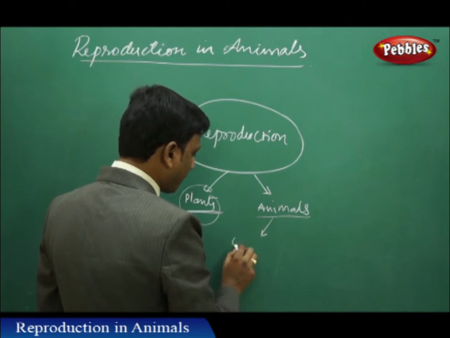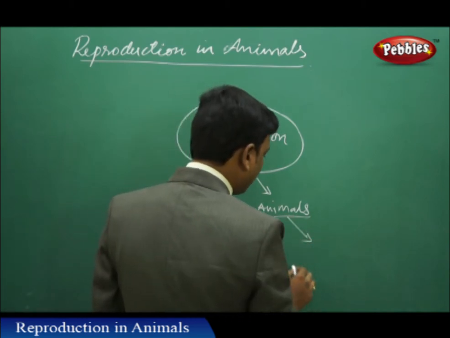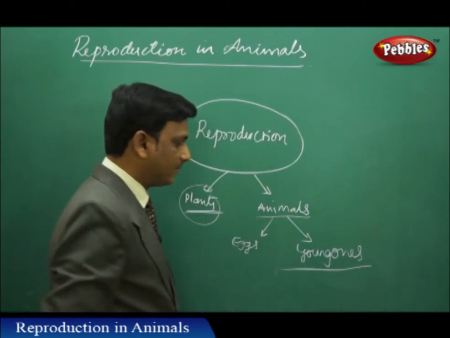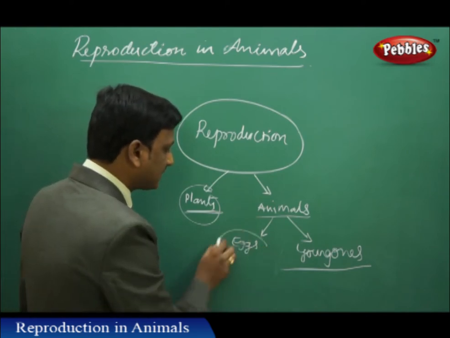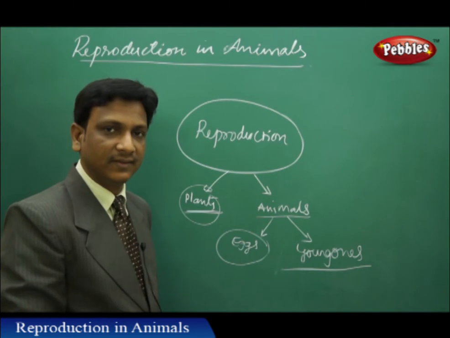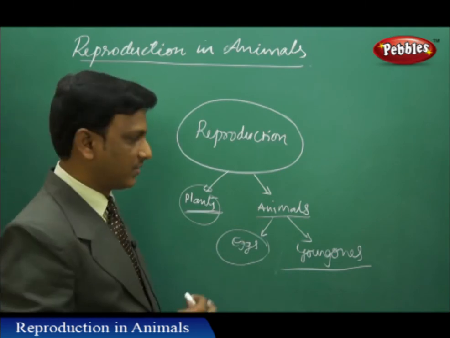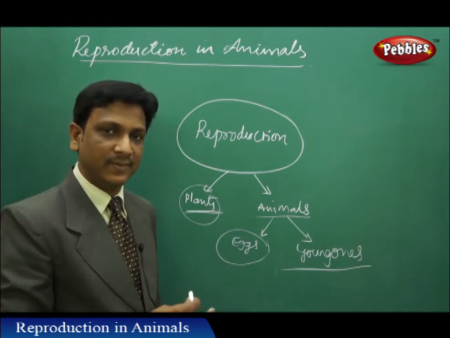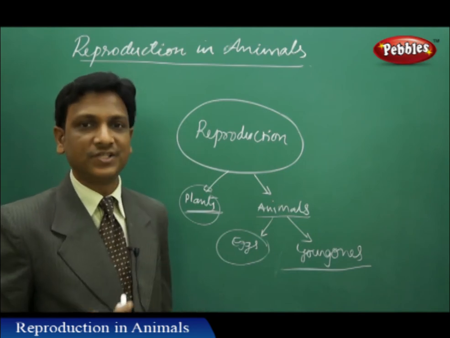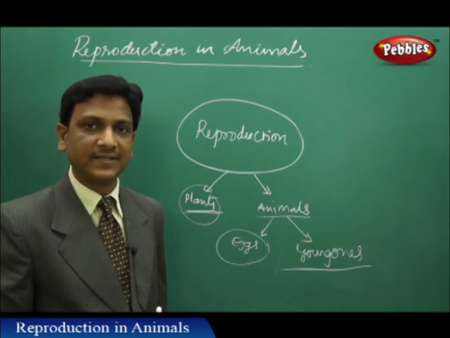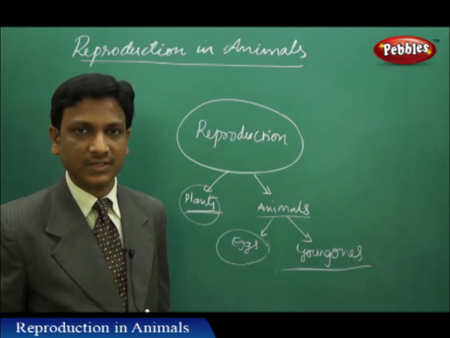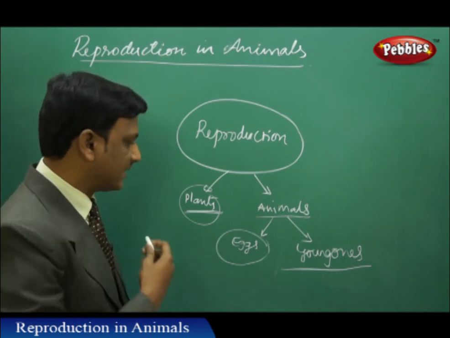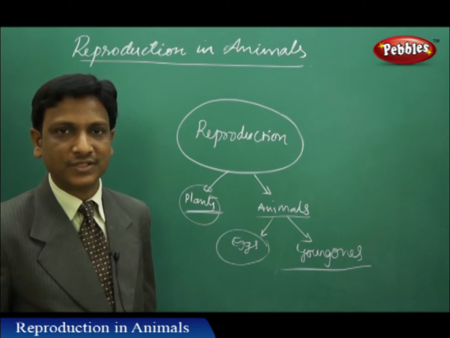In animals, we see animals laying eggs and animals giving birth to young ones. Certain animals give birth to the young ones, and some animals lay eggs. The eggs will be hatched into young ones. So two different ways. Now let us see, the animals that lay eggs and the animals that give birth to the young ones have some different features, certain differences in their external body features. Let us observe some animals and their external features. Then we'll study these two different methods of reproduction in animals.